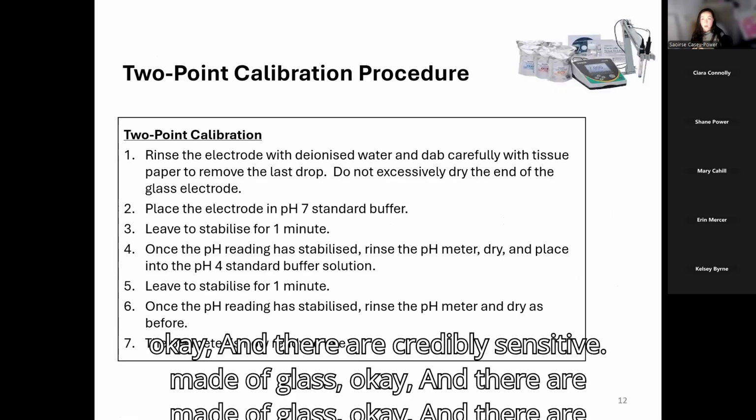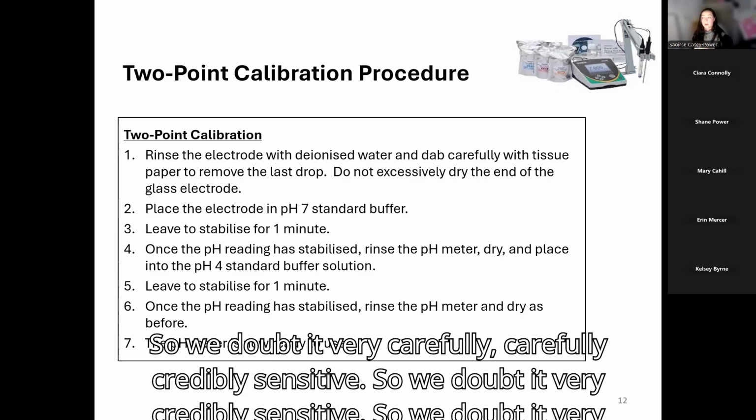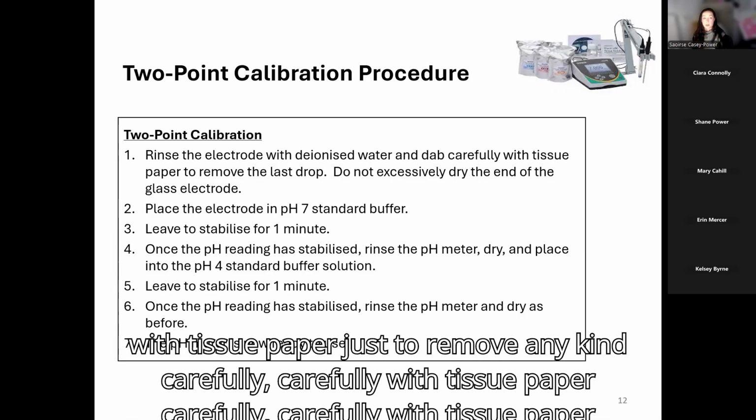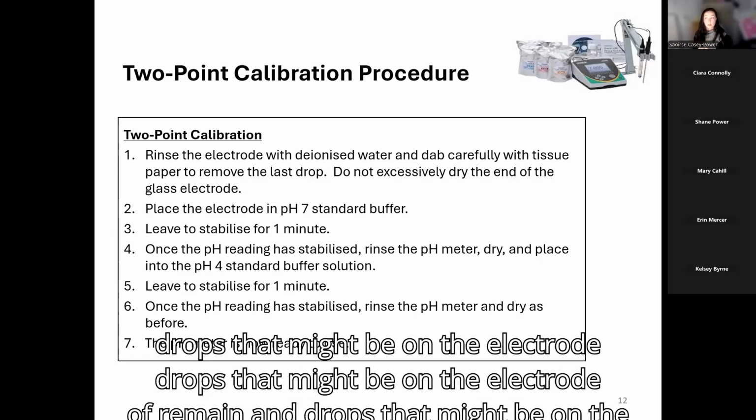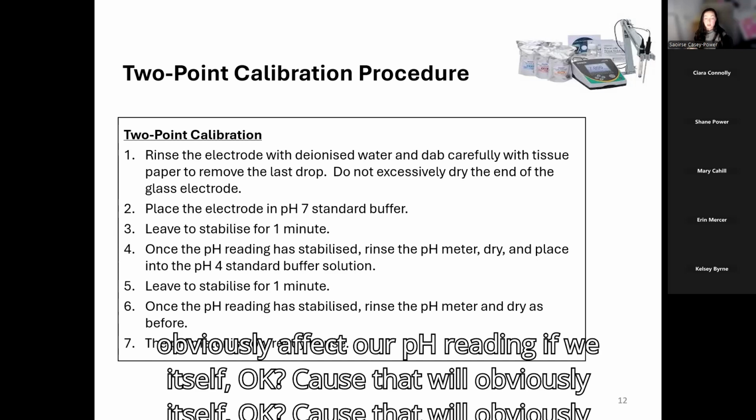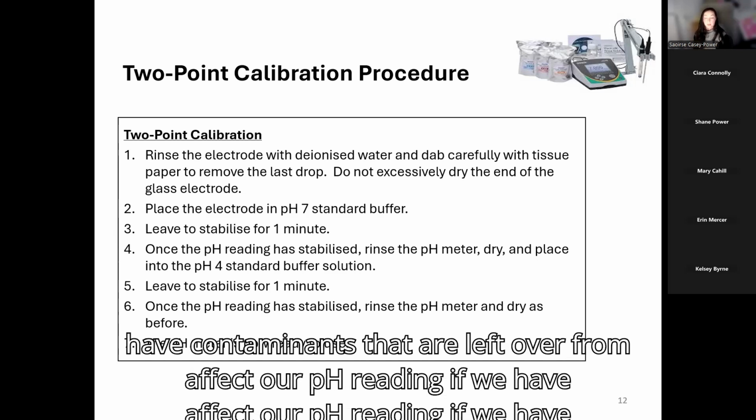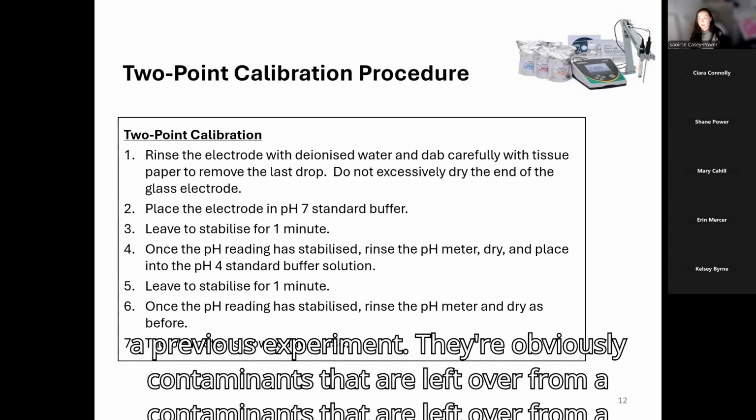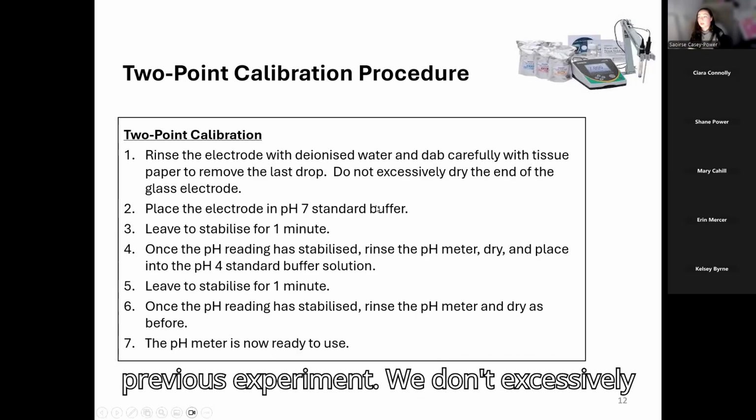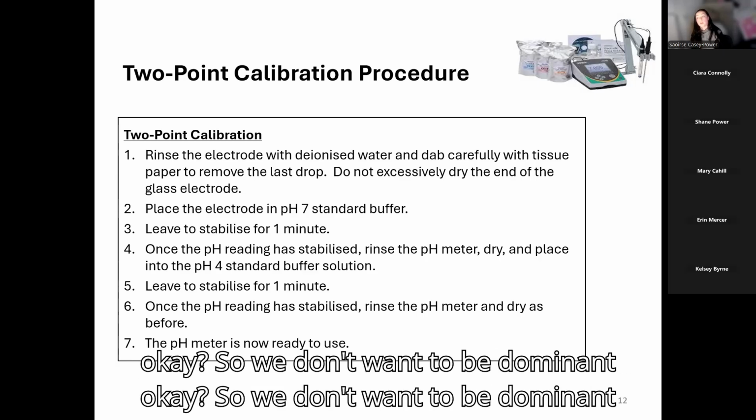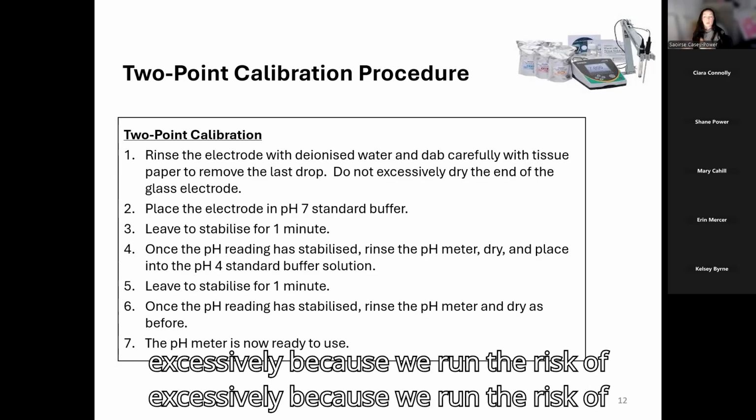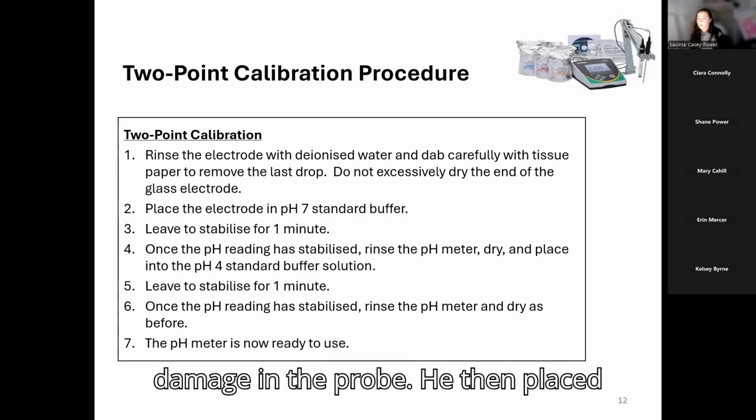They're obviously made of glass, and they're incredibly sensitive, so we dab it very carefully with tissue paper, just to remove any remaining drops that might be on the electrode itself, because that will obviously affect our pH reading if we have contaminants left over from a previous experiment. We don't excessively dry the end of the glass electrode, because we don't want to break it. We don't want to be dabbing it excessively because we run the risk of damaging the probe.